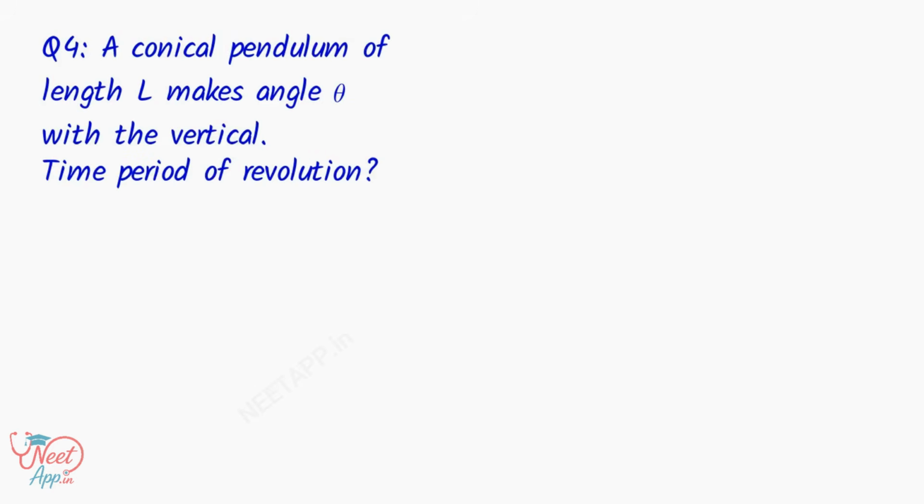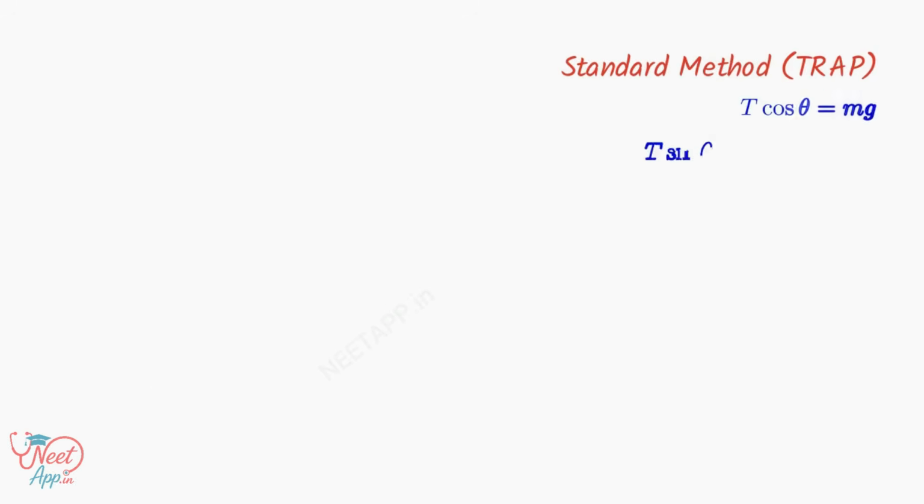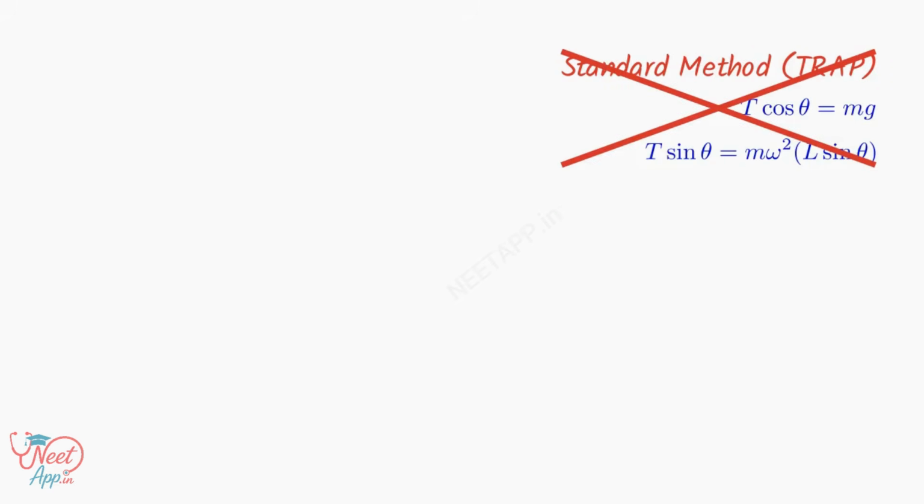Solve this complex question in 30 seconds. A conical pendulum of length L makes an angle theta with the vertical. What is its time period of revolution? The standard method is a massive time sink. You draw a free body diagram, resolve tension components, equate them to centripetal force and gravity, substitute the radius, isolate omega and plug it into the time period formula. That takes 3 minutes.